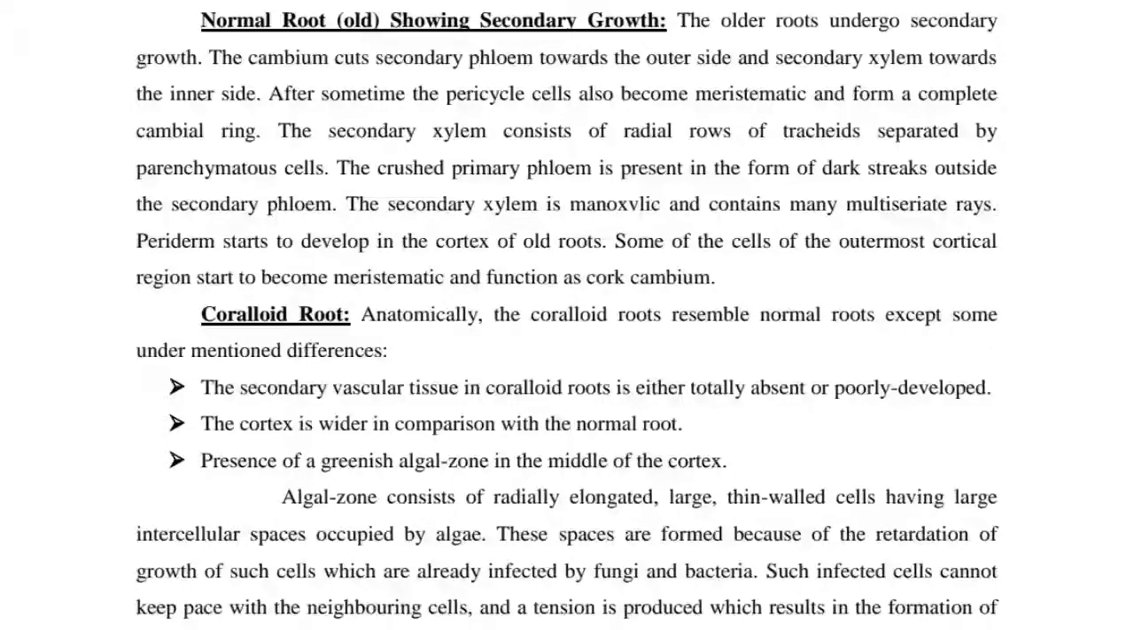Coralloid root. Anatomically, the coralloid roots resemble normal roots except for some differences. The secondary vascular tissue in coralloid roots is either totally absent or poorly developed. The cortex is wider in comparison with the normal root. There is a greenish algal zone in the middle of the cortex. Algal zone consists of radially elongated, large thin-walled cells having large intercellular spaces occupied by algae.